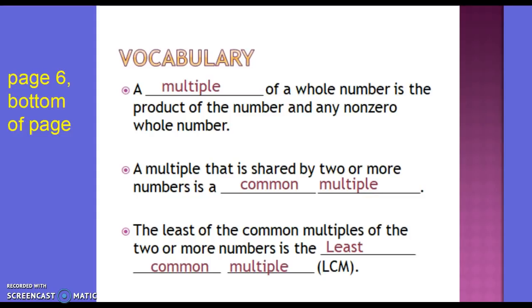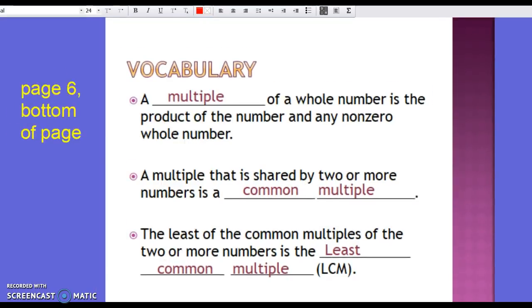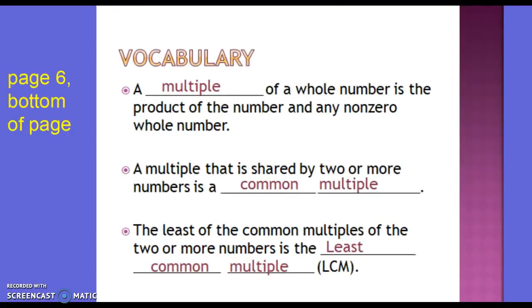So first of all, let's look at some vocabulary words. A multiple of a number is the product of the number and any non-zero whole numbers. For example, multiples of 6 would be 6 times 1, which is 6, 6 times 2, which is 12, 6 times 3, which is 18, and so on. Those are called multiples. I like to think of it as you're multiplying, so you're getting bigger. You're either getting that number or bigger than that number.